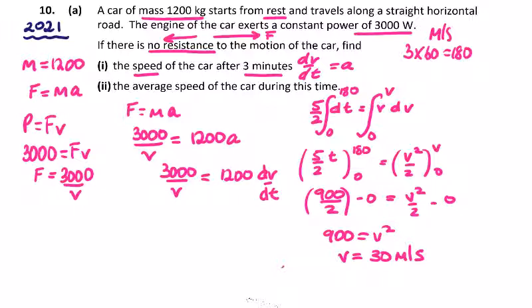And for part 2, the average speed of the car during this time. So for average speed, we need the distance covered, or the displacement. So we'll use a is equal to v dv ds to get displacement, my s part. So we have pretty much the same again. The 3000 over v is equal to 1200 times v dv ds.